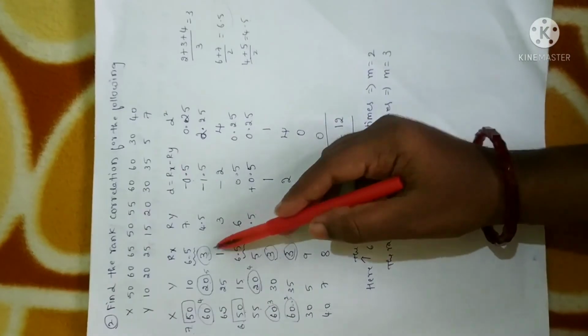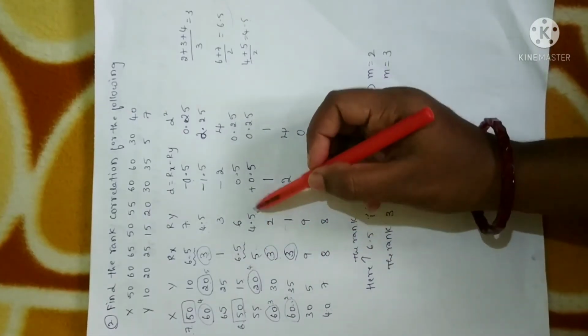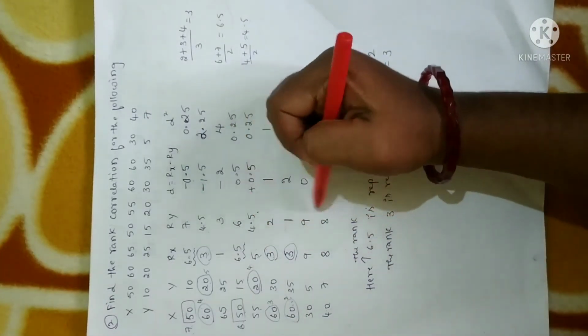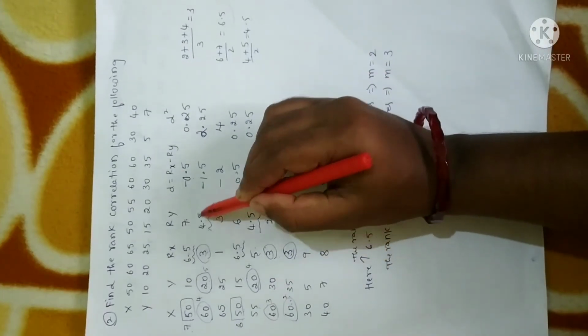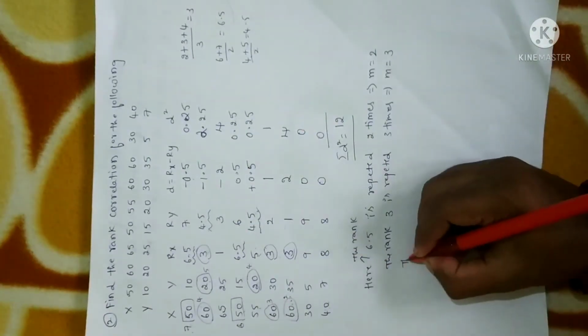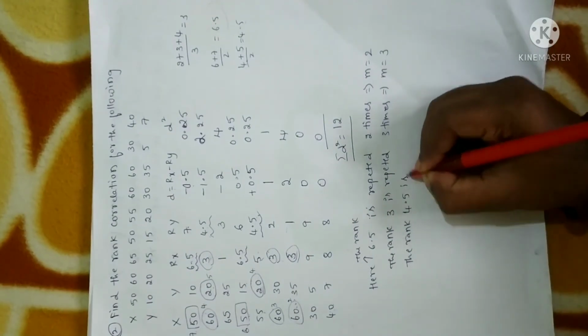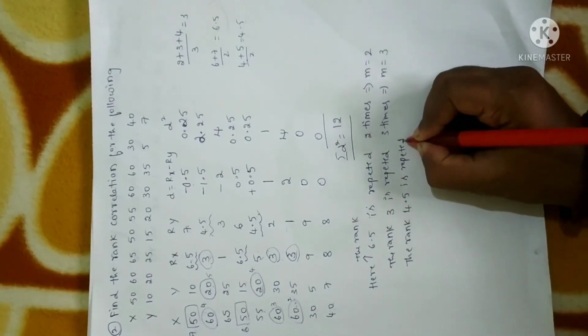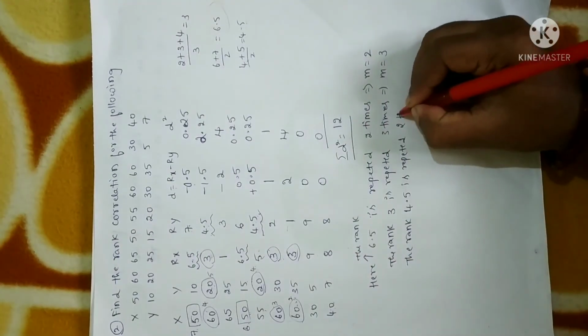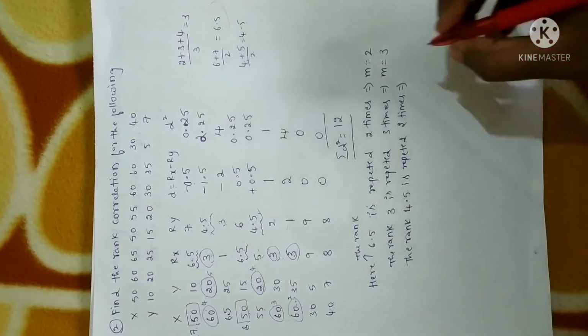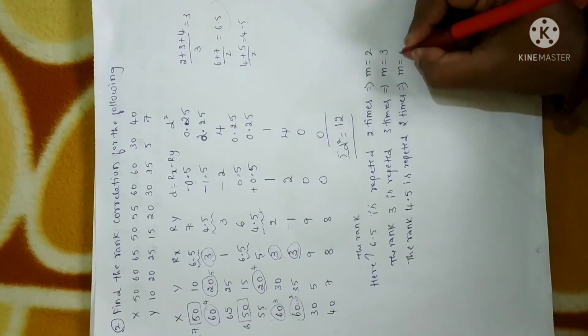Next, do we have any repeated rank in Rx? We don't have. Next, look at the Ry column. Which is the repeated rank here? Clearly 4.5. How many times is it repeating? 2 times. So the rank 4.5 is repeated 2 times. You have to clearly check the ranks, that is, how many times they are repeating. So M has to be taken as 2.